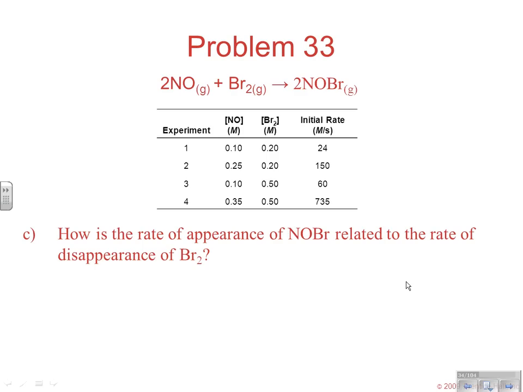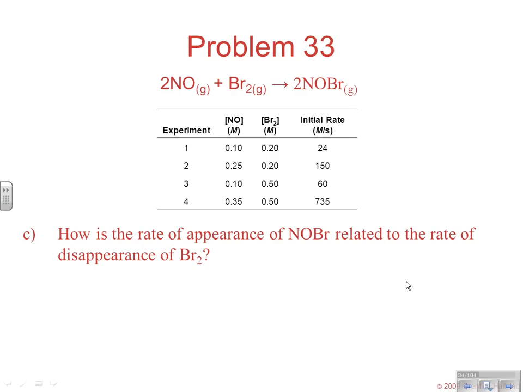But I want to use this as a review to tie in what we talked about yesterday, stoichiometry. So how is the rate of appearance of NOBr related to the rate of disappearance of Br2? We could have answered this question without doing anything else in this problem. So we could have done C first if we really wanted to. This is something we looked at yesterday, so this is just reviewing yesterday's situation.